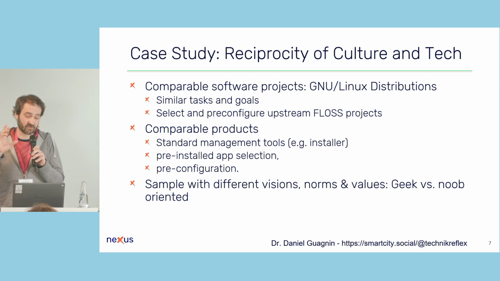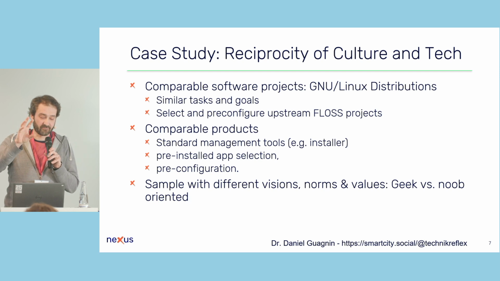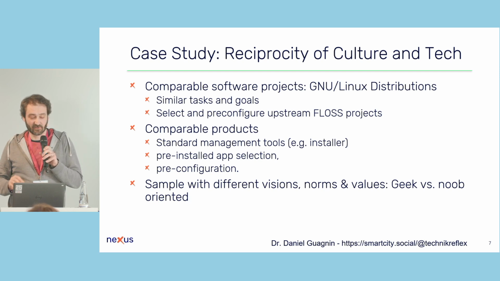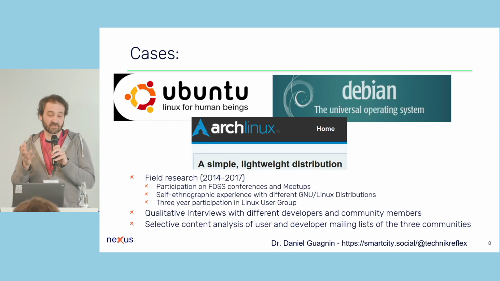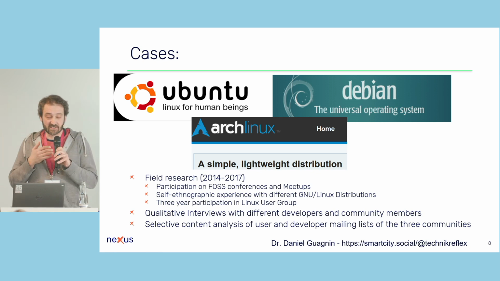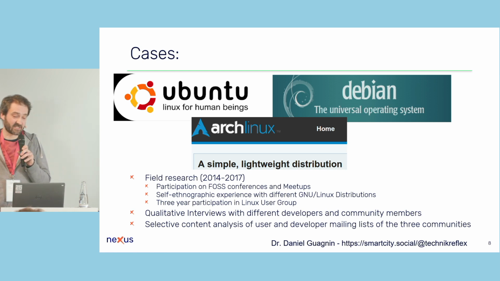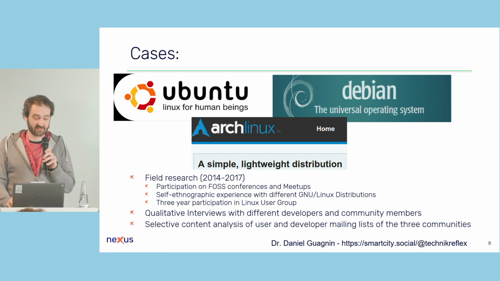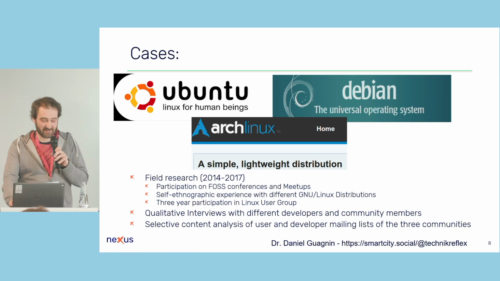And what I found quite interesting, you have Linux distributions with clear visions, norms, and values. I took some cases which focus more on geeks or on noobs as users, and this is also the interesting part for the question of inclusion into communities. The three cases I did research on were Ubuntu, which started with the slogan Linux for human beings, on one side of the scale, and on the other side of the scale we have a KISS, Keep It Simple Stupid, distribution, Arch Linux, which is a simple, lightweight distribution, and somewhere in the middle is Debian maybe.